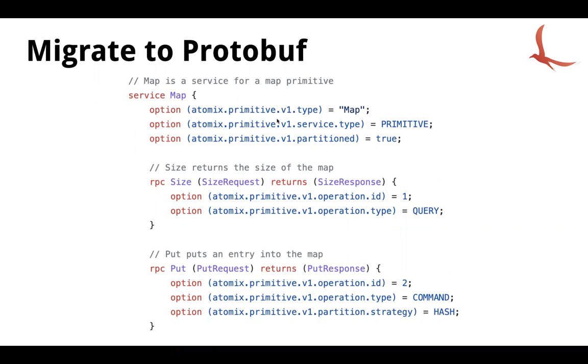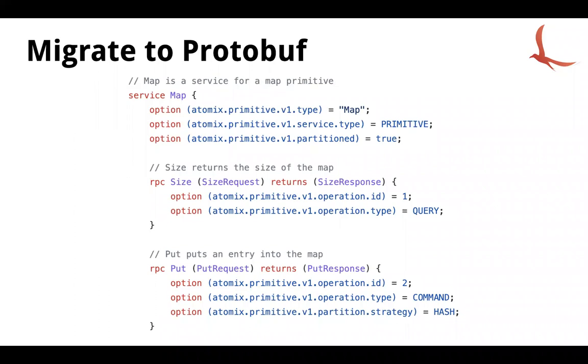There's a bunch of options on here. These are used to basically describe the primitive. This says that this primitive is partitionable, gives it a name, assigns numeric IDs to each operation, and says whether there are reads or writes. And this allows us to do code generation, to generate a lot of the code for primitives.